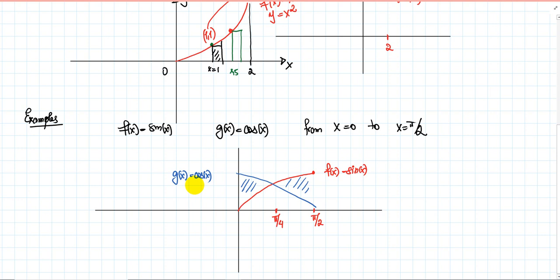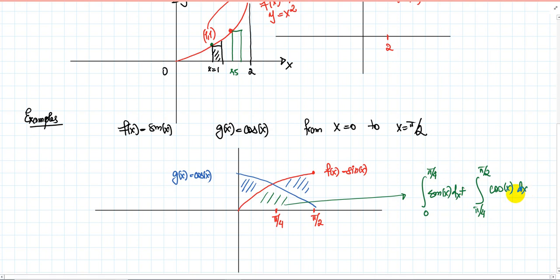Do you understand this? Yes? It follows from the definition of the integration. So if I ask what this area is, this green area will be the integration of the red one, the sine, from 0 until pi over 4, and the integration of the cosine from pi over 4 until pi over 2.